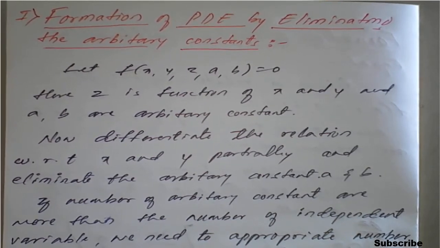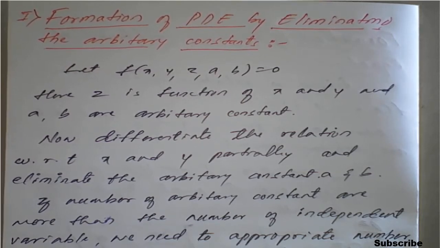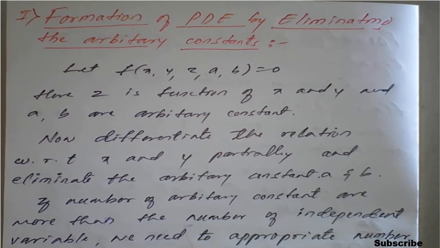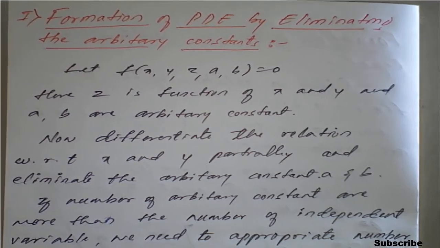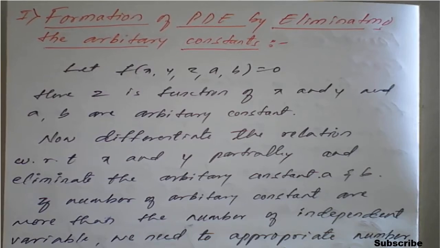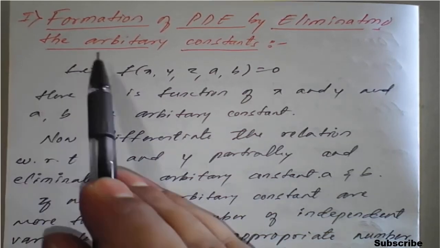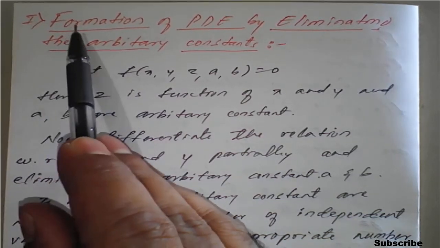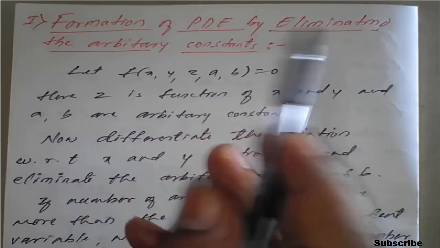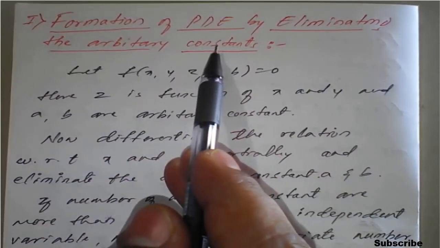And as I told in the previous session, in this partial differential equation we have formation of PDE of two kinds. First kind is formation of PDE by eliminating the arbitrary constant, and second one is formation of PDE by eliminating the arbitrary function. So firstly we will see today in this lecture formation of PDE by eliminating the arbitrary constant.